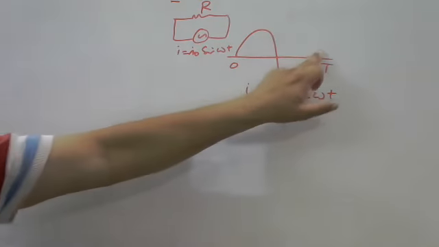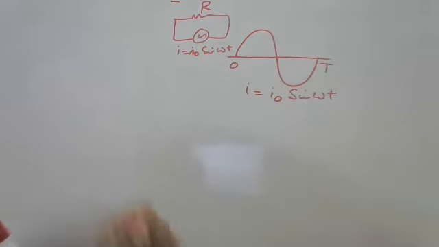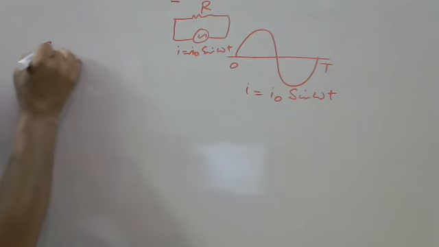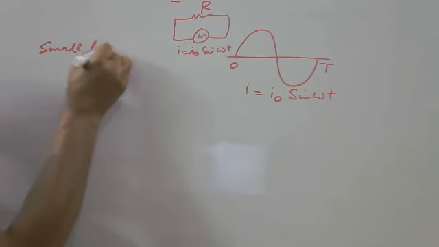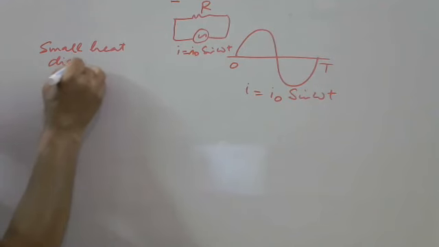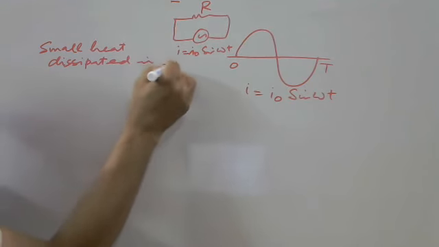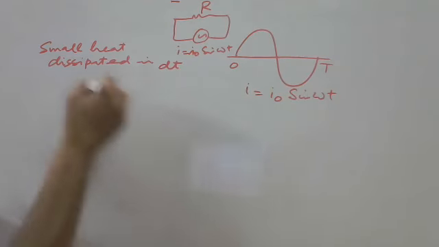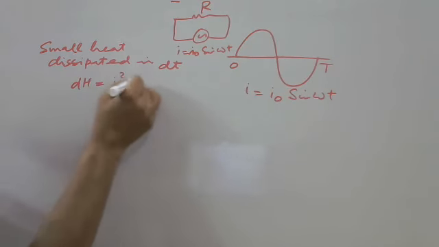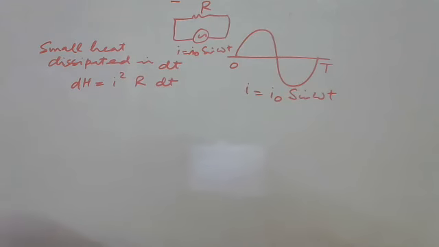In one cycle, complete one cycle, what is the heat developed? Heat dissipation in resistance. What is the formula of heat? I square RT. So suppose here small heat dissipated or flown or associated with the circuit in small time, say dt. Small heat is I square R dt. This is the formula, simple.